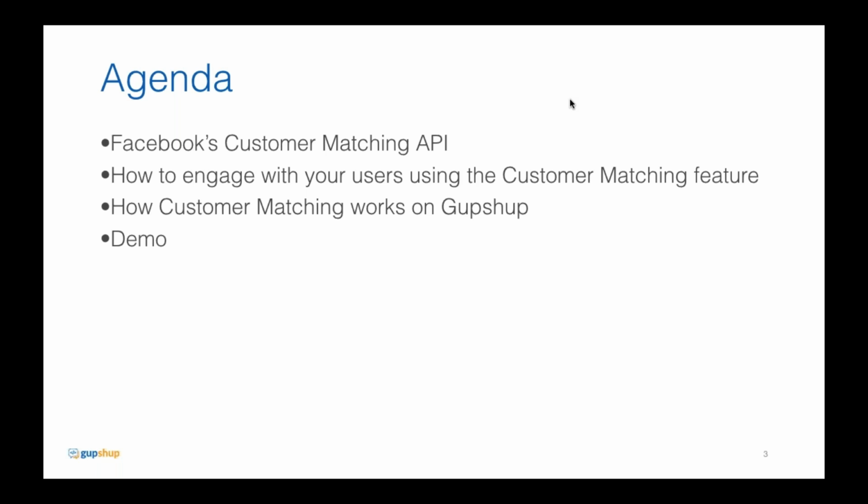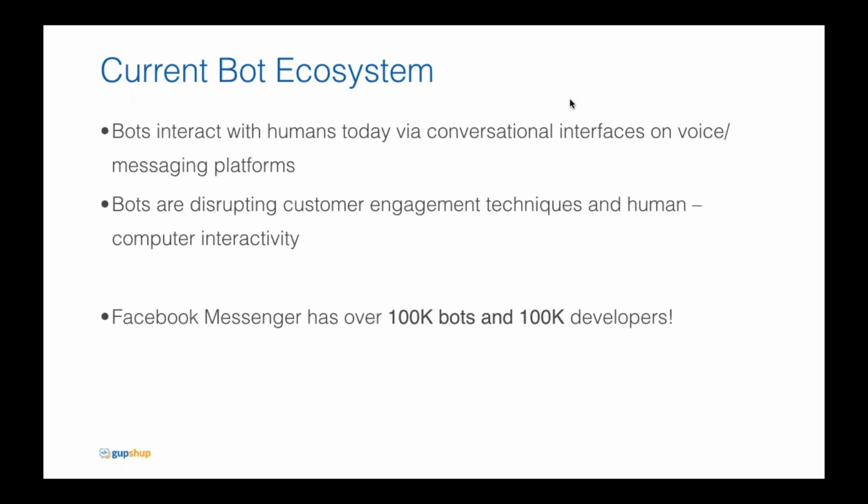So this is the agenda. I'll talk a little bit about Facebook's customer matching API and how you can use it to engage with your users. Shreyans will talk a little bit about how customer matching works on Gupchup, specifically how Facebook's customer matching works in Gupchup, and then he will give you a quick demo on how you can do that.